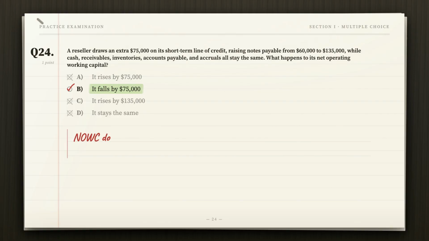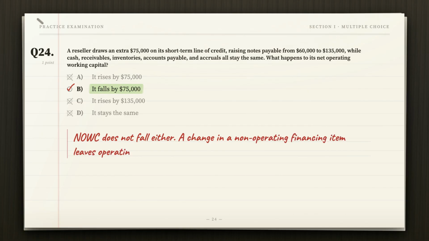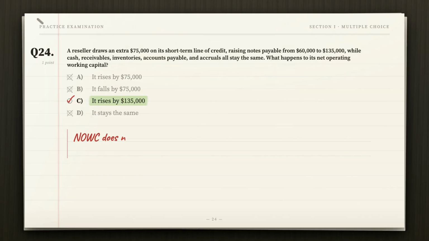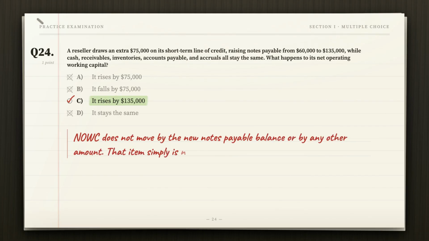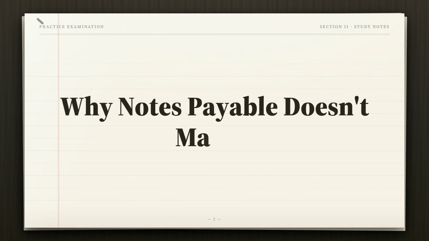B is wrong because NOWC does not fall either. A change in a non-operating financing item leaves operating working capital untouched. C is wrong because NOWC does not move by the new notes payable balance or by any other amount. That item simply is not in the calculation. Here's a result that feels wrong at first.